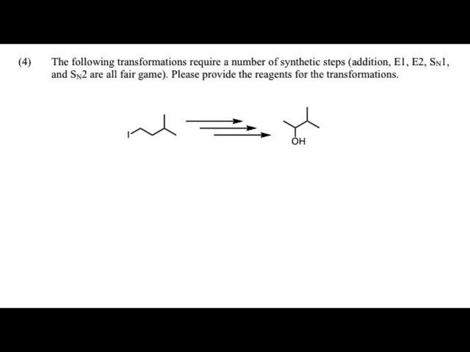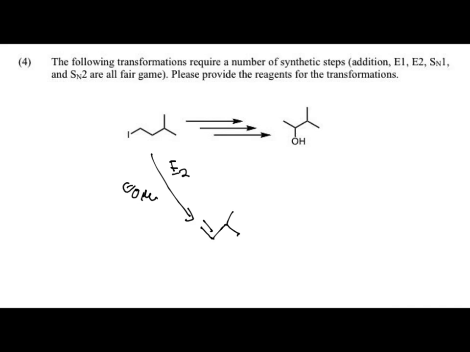We know we want to put the double bond. Let's do step 1. What are we doing? We're doing an E2 elimination. So what would the reagents be for that one? We need a strong base. Hydroxide would give half the points.